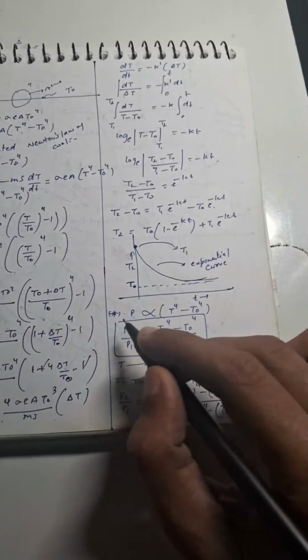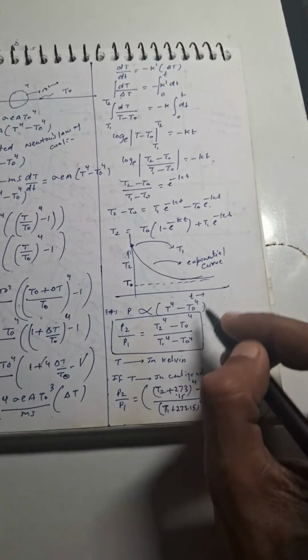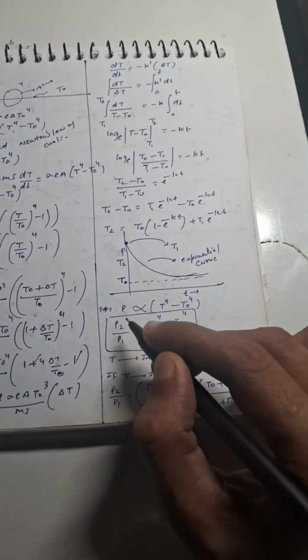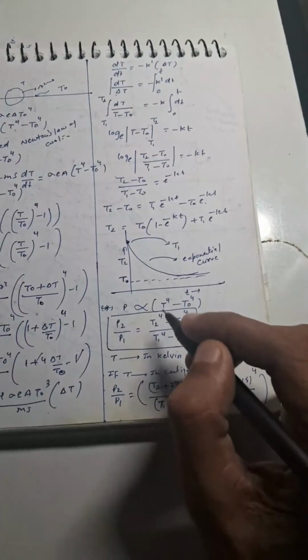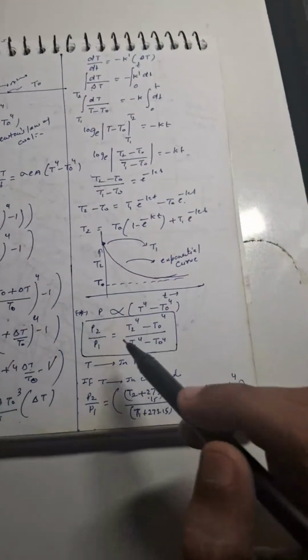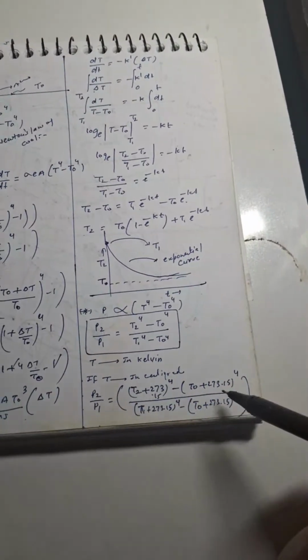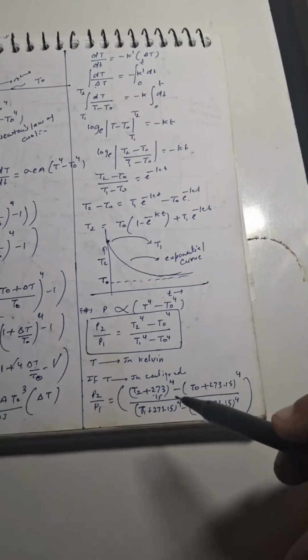Now we can say that power is proportional to T to the power 4 minus T0 to the power 4. So if the temperature of the body changes, we can compare the two powers as P2 by P1 is T2 to the power 4 minus T0 to the power 4 by T1 to the power 4 minus T0 to the power 4. Here T should be in Kelvin. If it is in centigrade, add 273.15 to convert that into Kelvin.